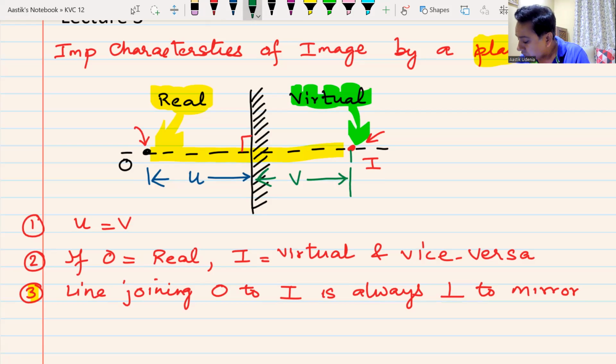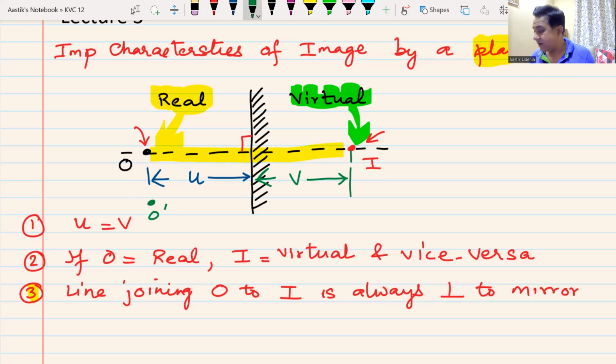If I had the object here, no, this is just for you to understand. If I had the object here, where will the image be formed? Let me call this O dash. If the object was here, not on the line that I've drawn, where would the image have been formed?